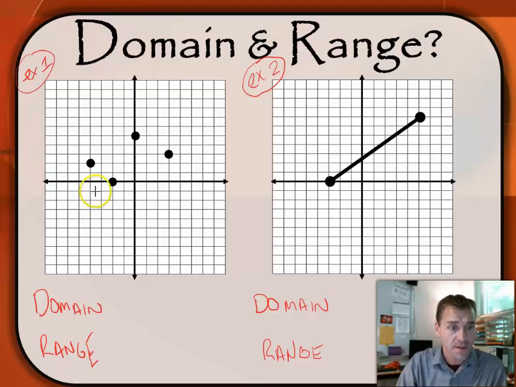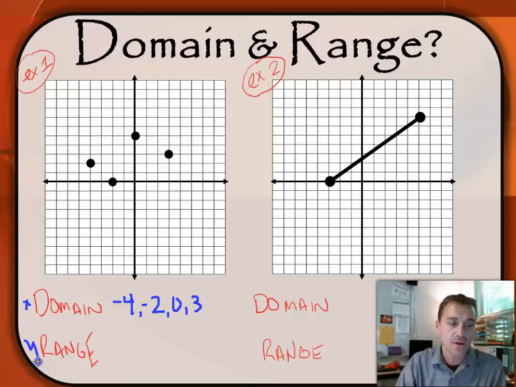So the domain would be all of your x values, all of the x's that are on the graph. Well, let's see. One of my domain values would be -4. Another one would be -2, because that's my x coordinate there. Another one would be 0. And the other domain value for this one would be 3. Beautiful. So there's my domain for this particular graph, because again, it's all of the x coordinates.